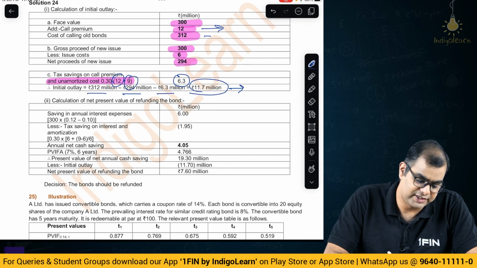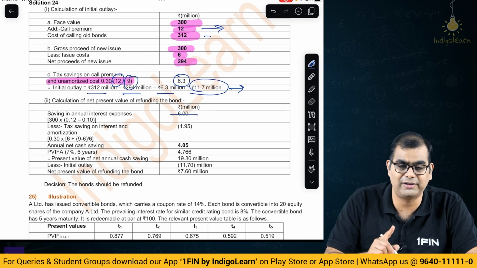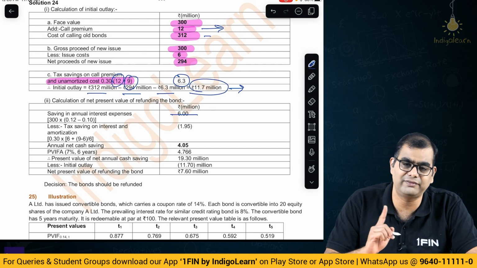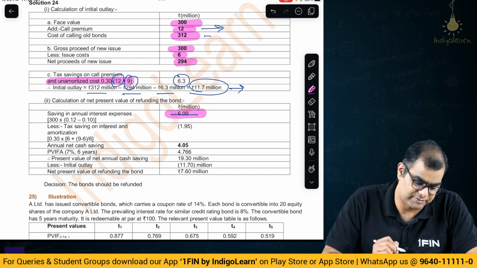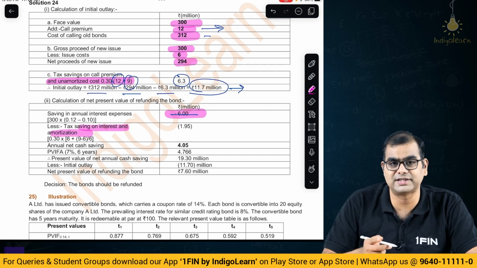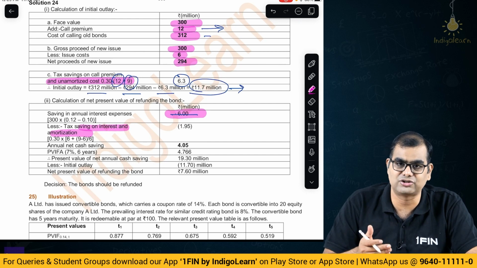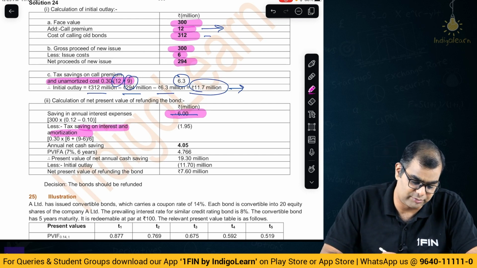What is the annual saving in interest? You are going to save 12% minus 10% on 300 million. That is 2% on 300 million, which is 6 million. So you are going to save 6 million. This 6 million is the gross interest saving. But there is also a tax deduction, so you have to consider the tax deduction and then compute.